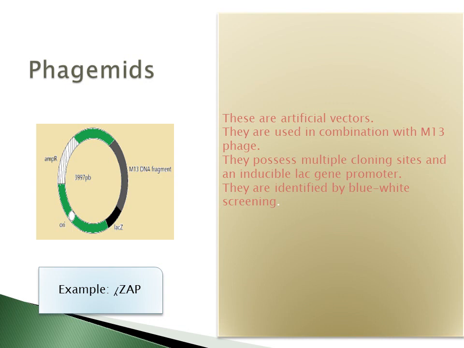Next, coming to phage mix. Phage mix are hybrid vectors that have the origin of replication from the plasmid and the lambda phage DNA. So this is also a hybrid like cosmid. The combination of lambda phage and the plasmid is phage mix, which is also called plasmix.